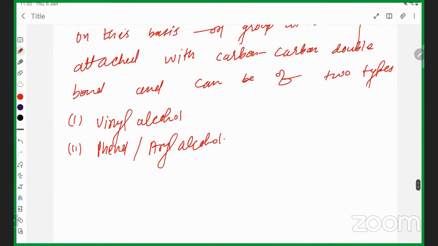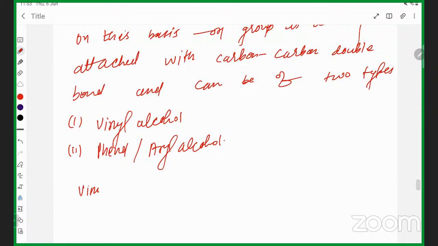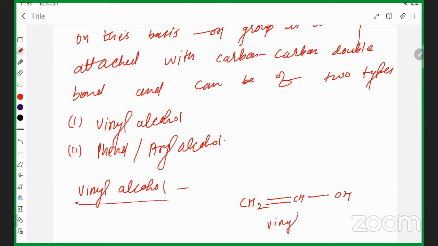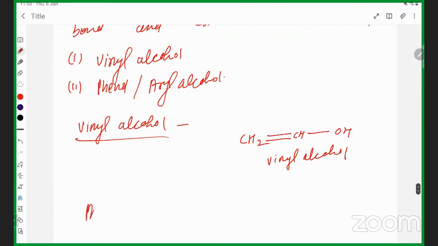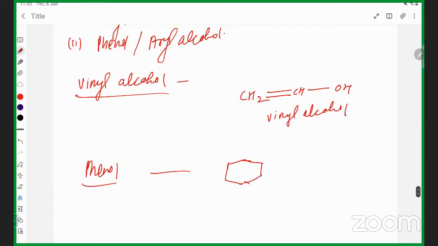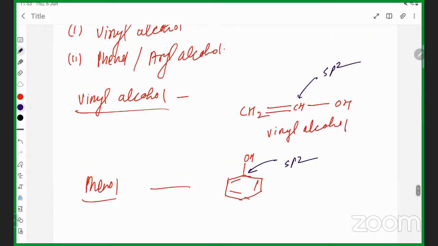Now we are going to understand what you mean by vinyl alcohol. Vinyl alcohol means the OH group is directly attached with a carbon-carbon double bond. This is the OH. This is the vinyl alcohol. And the second one is phenol. Already I explained phenol to you. The carbon-carbon double bond is already there in the ring, yes or no? And here directly is the OH group. How can you say vinyl? Because it is directly attached with an sp2 hybrid carbon, and it is also attached with an sp2 hybrid carbon. So they are the vinyl class.